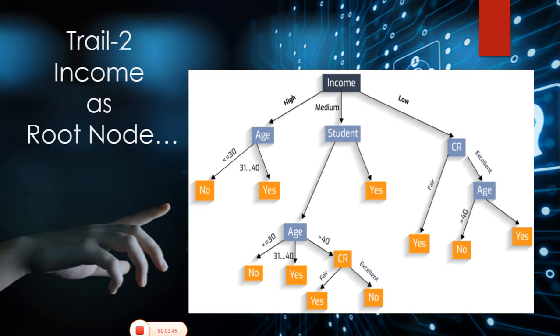As part of trial 2, I constructed a decision tree by taking income as the root node and age, student and credit rating as the leaf nodes. So how can we construct a decision tree?